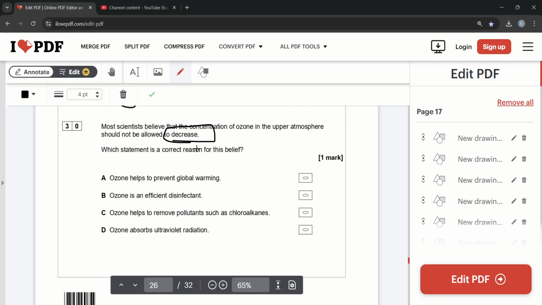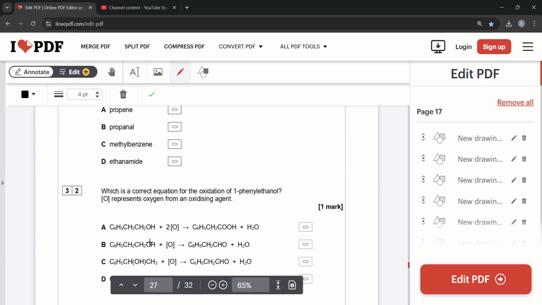So obviously, all of these are going to be advantages. Ozone helps prevent global warming? No. Efficient disinfectant? No. Helps remove pollutants, which is chloralkane? No. Removing pollutants, I think that's what, I can't remember it now, but the answer is D. Ozone absorbs harmful, or in this case, ultraviolet radiation.